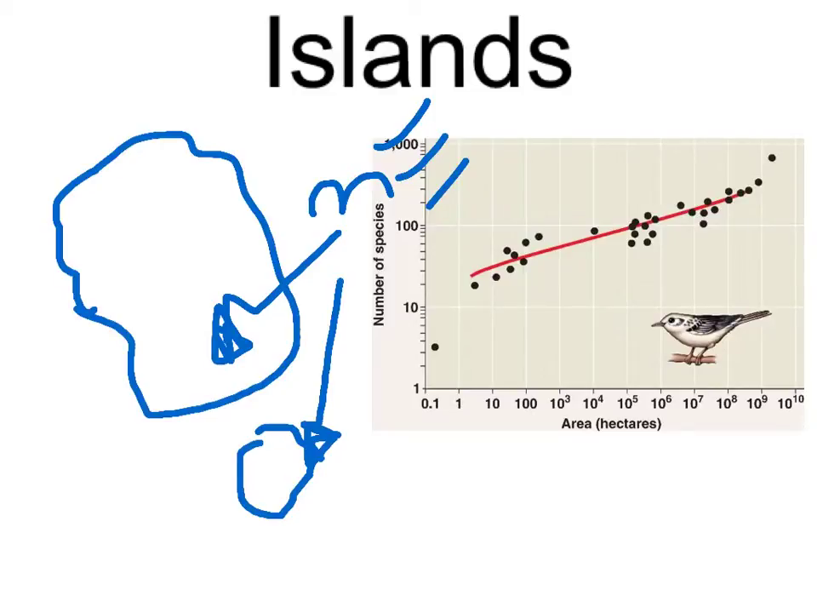And another thing that affects island diversity is the closer they are to the mainland, because that's where animals go back and forth, they immigrate. And the farther they are, then the less diverse they get.